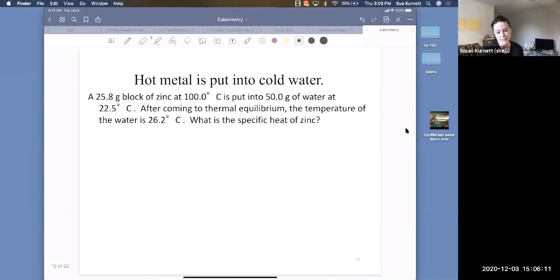Okay, here's another one. This time the question asks for what is the specific heat of zinc? So we're trying to find what C for zinc is. The process is all the same. This time it is a hot block of metal, like your lab.